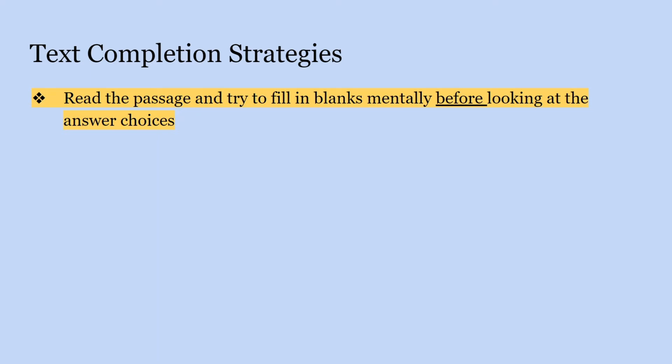So to start things off, the first and probably the most common piece of advice that's given for this type of question is read the passage and try to fill in the blanks mentally before looking at the answer choices. And all this is meant to do is to prevent you from being biased by the choices there and forces you to take into account what the sentence is trying to say, and then go to the answers to look for something that matches the meaning you think the sentence ought to have.